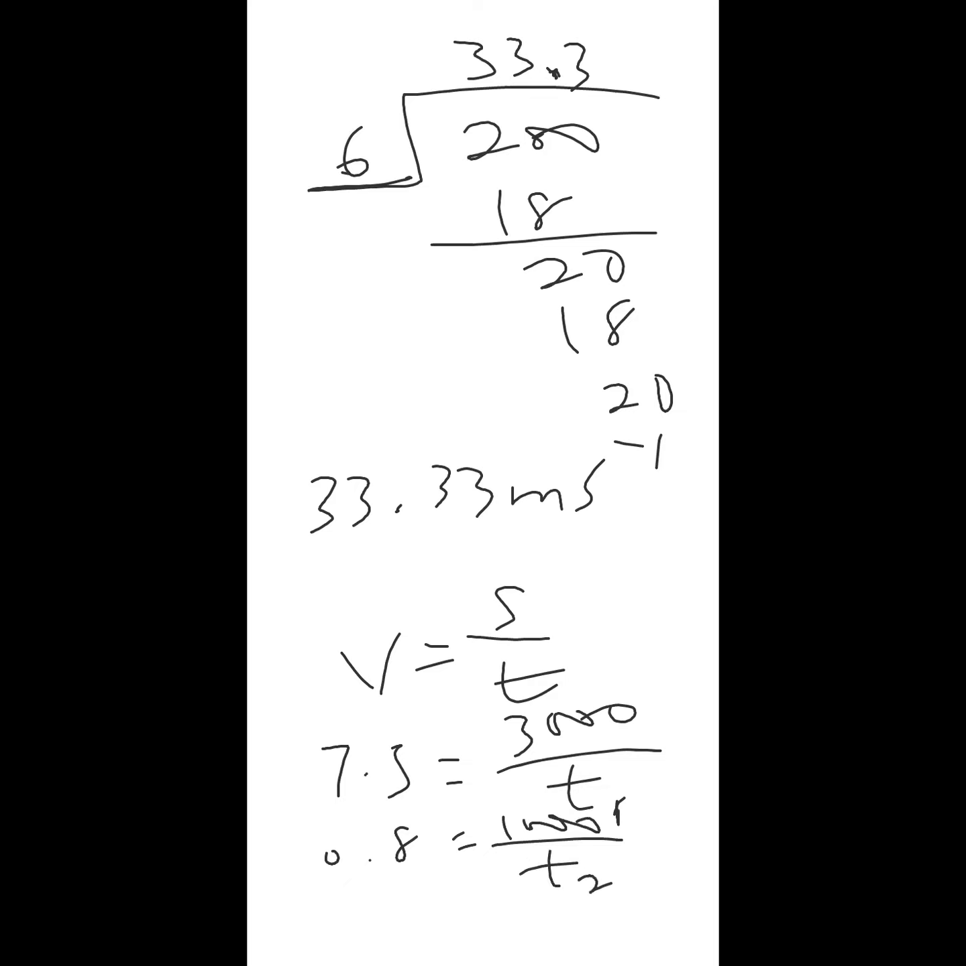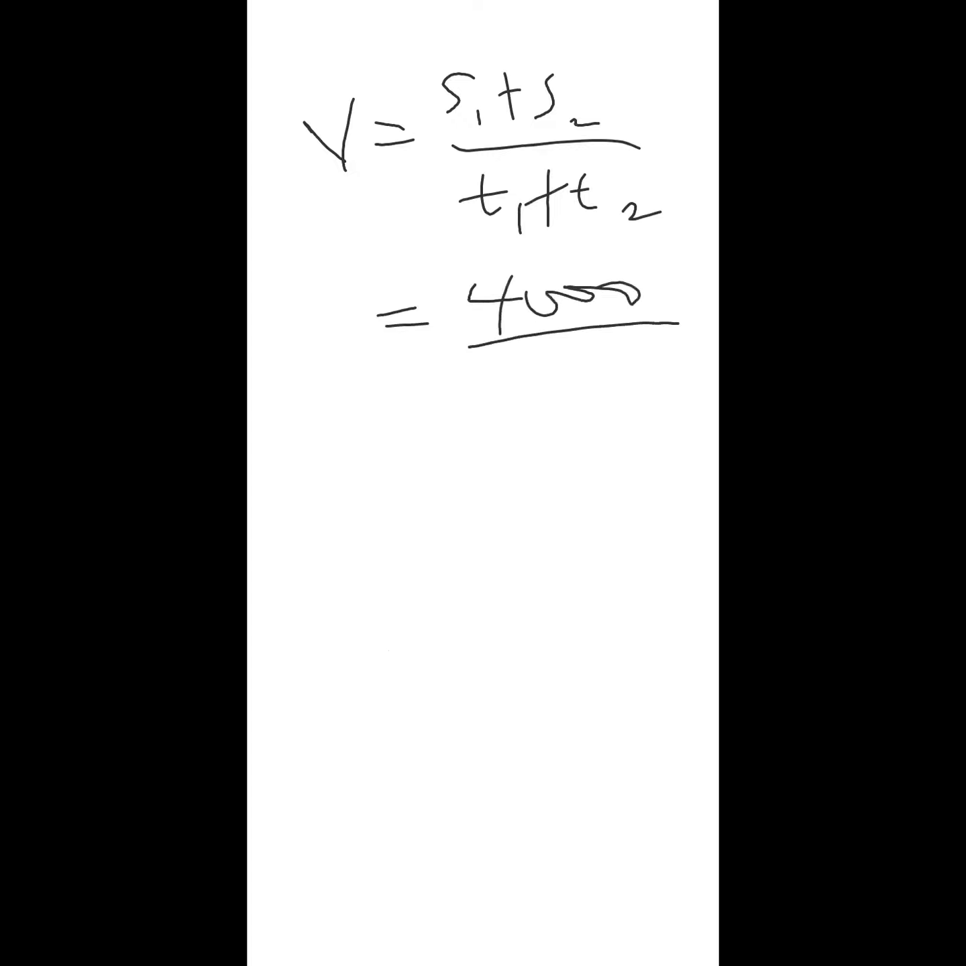Once you have been able to get this done, your average velocity V will be S1 plus S2 all over T1 plus T2. Of course, your S1 plus S2 is 4,000 meters over T1 plus T2. I leave you to conclude on T1 plus T2 and then you'll be able to get a correct answer. You are the one that will determine T1 and T2, and then use it to divide 4,000. You should be able to get a correct answer from there.